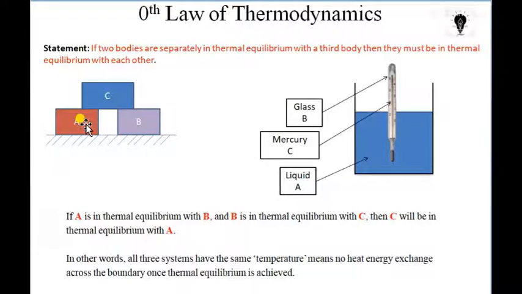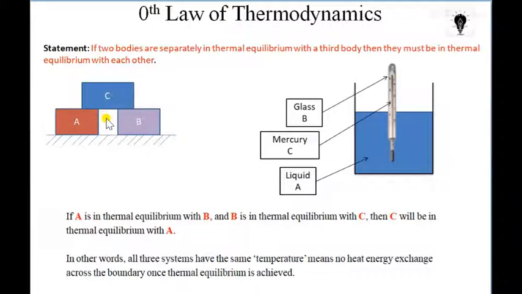Or in another way, if A is thermally equivalent with C and B is also thermally equivalent with C, then A and B are also thermally equivalent, and they are in thermal equilibrium with each other.